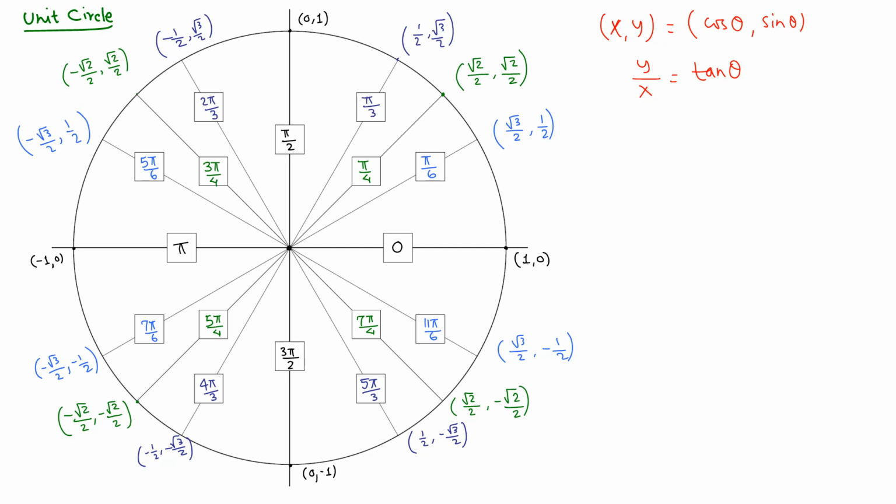Suppose we have to write the value of, let's say, cosine 2 pi over 3. Then here is the 2 pi over 3. Cosine means the first coordinate, so that would be from here, negative 1/2.